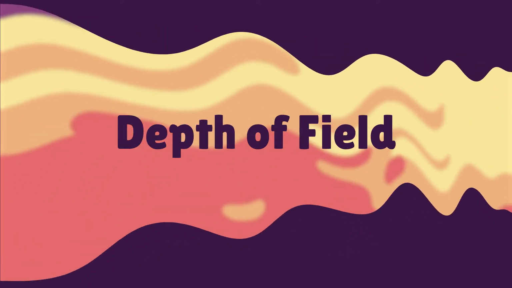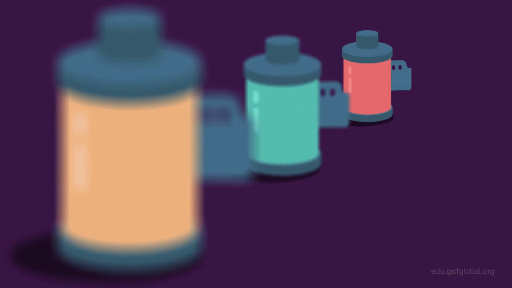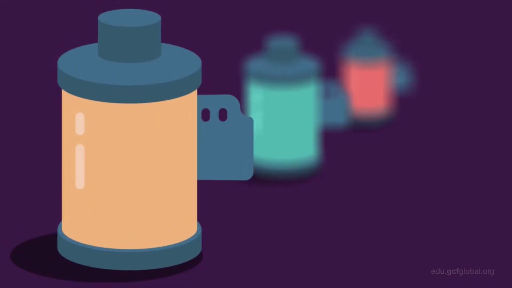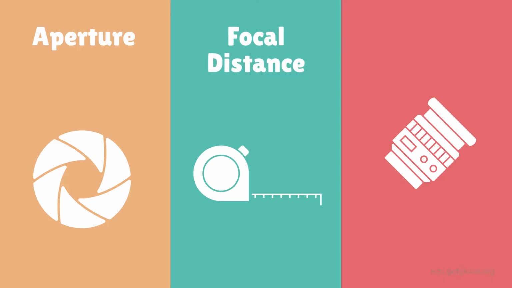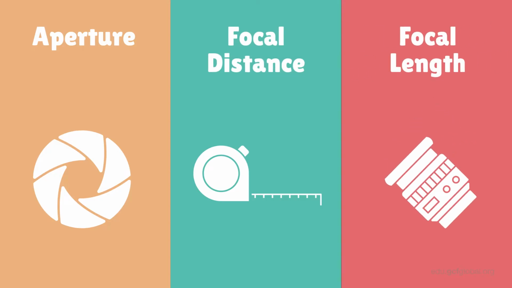Depth of field refers to the areas of the image that appear clear or in focus. Using it, you can help draw attention to specific areas of a photograph. Depth of field can be modified by three things: the aperture, the focal distance, and the lens's focal length.